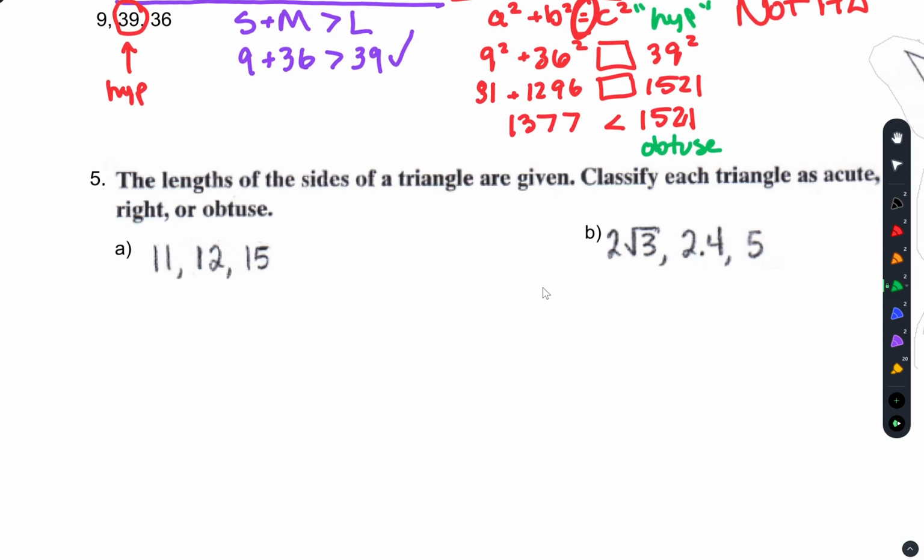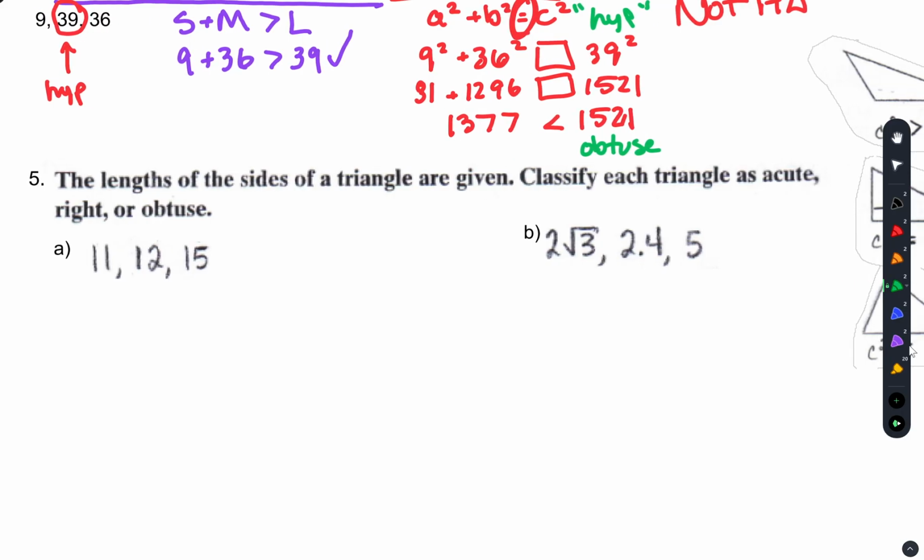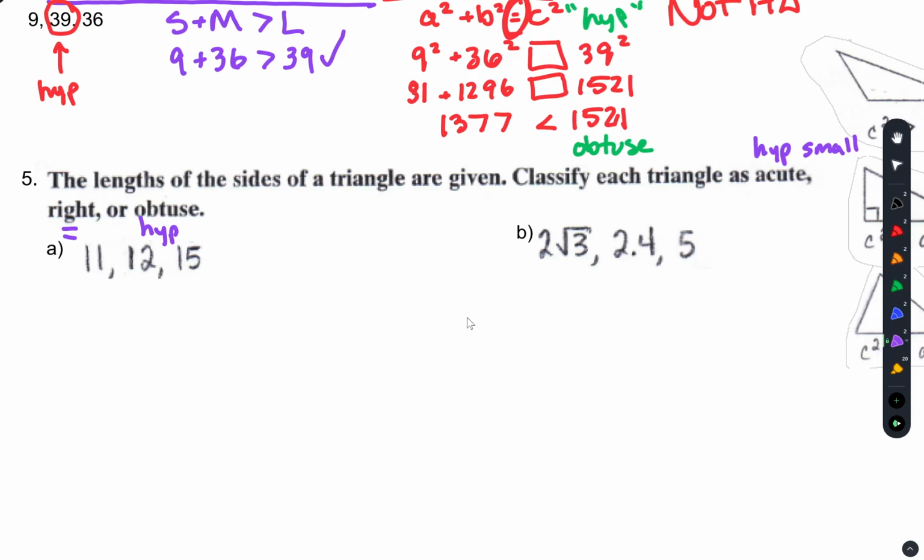Now let's continue. This is more like what you're going to see on the test or the homework, where we are given 3 numbers and we have to figure out if they are acute, right, or obtuse. So let's review those rules. If it's acute, my hypotenuse squared is going to be smaller than the legs. If it's right, it's going to be an equal sign in the middle. And if it's obtuse, my hypotenuse squared is going to be greater than my 2 legs, or the hypotenuse is large.